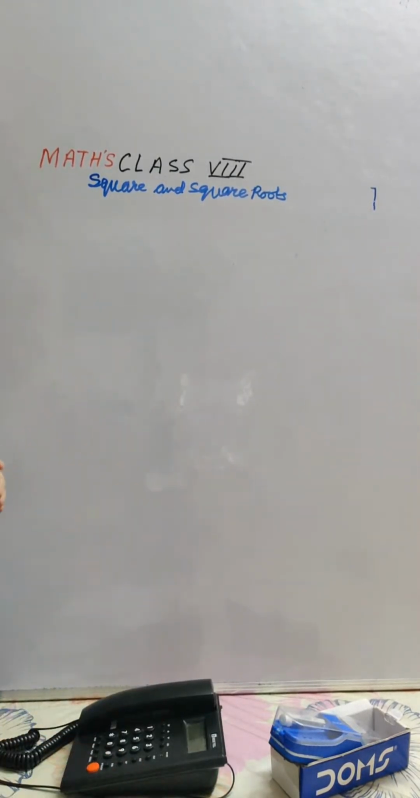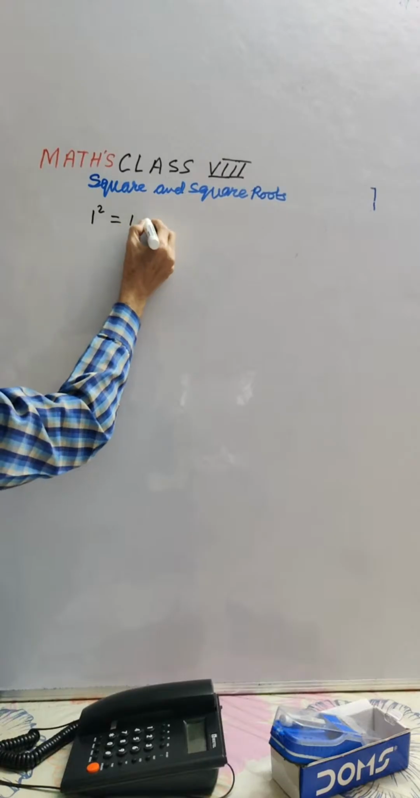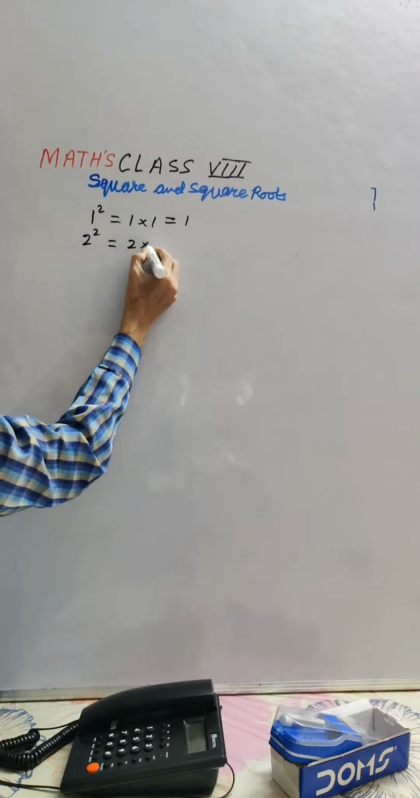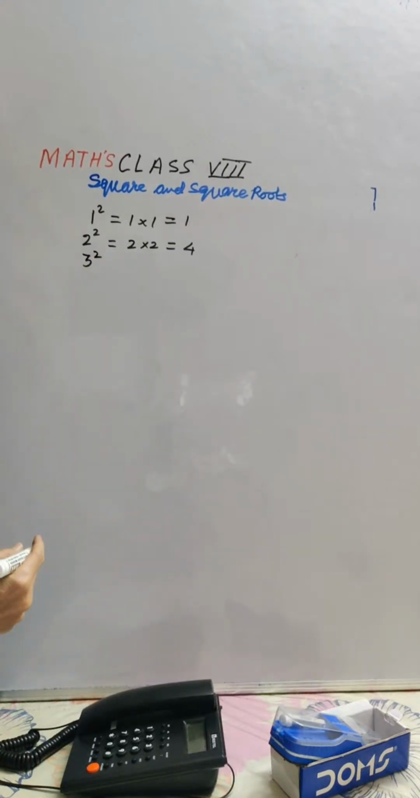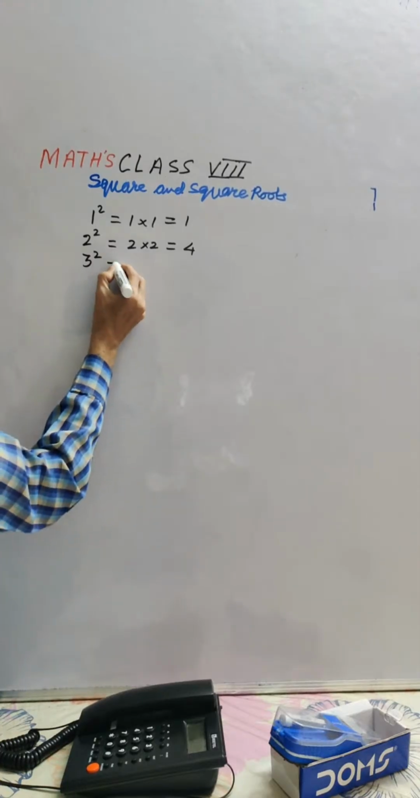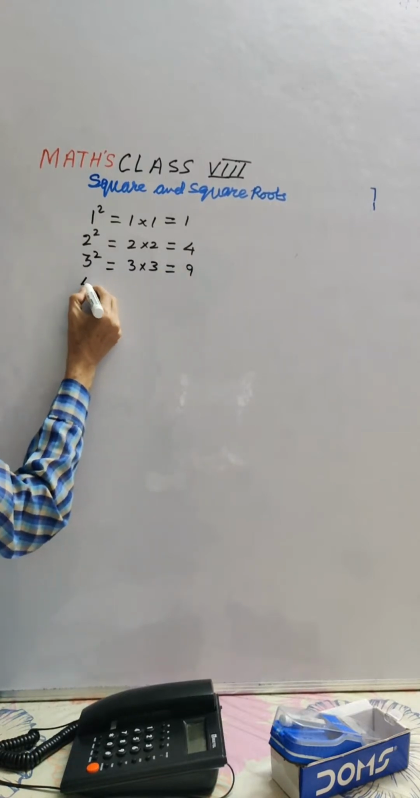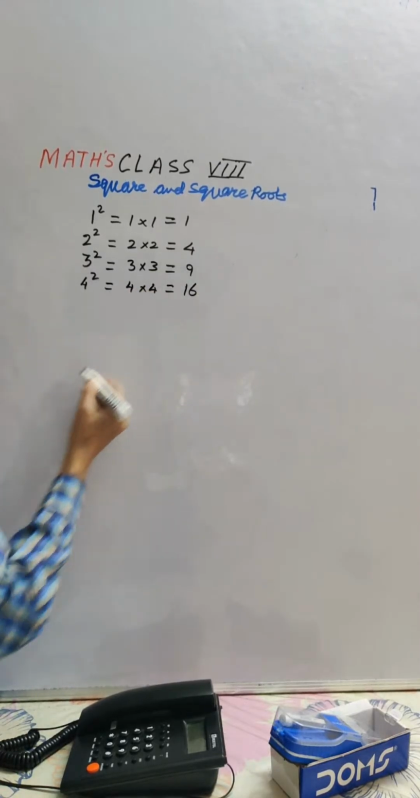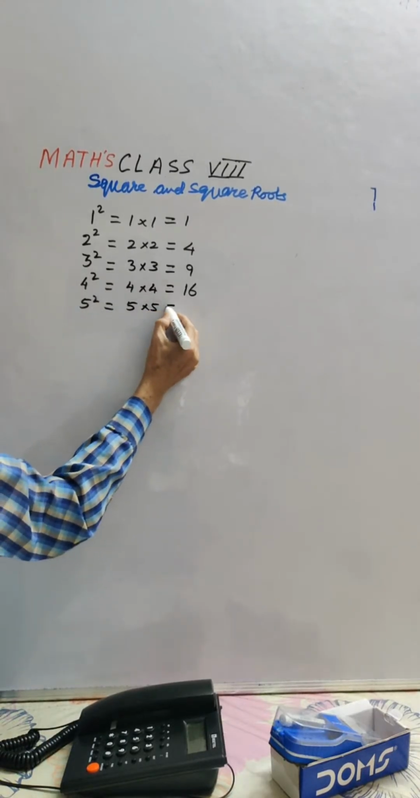1 square is equal to 1 into 1, which is equal to 1. 2 square is equal to 2 into 2 is equal to 4. 3 square is equal to, we are taking the unit digits of the numbers we have to square, that is 3. 3 into 3 is equal to 9. Now 4 square. 4 into 4 is equal to 16. 5 square, that is 5 into 5 is equal to 25.